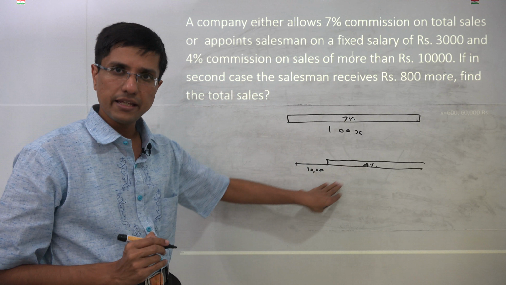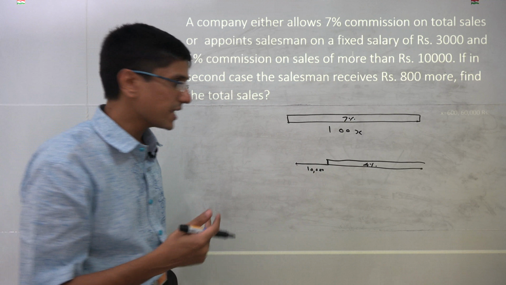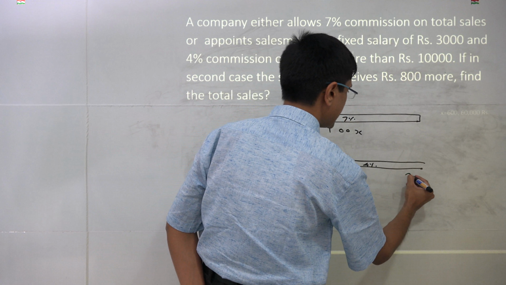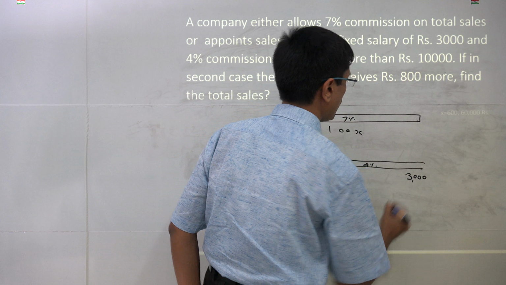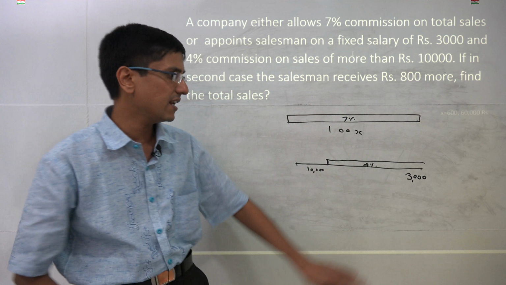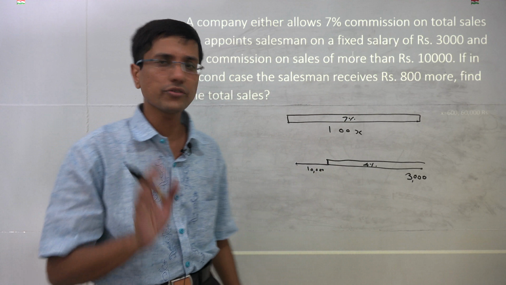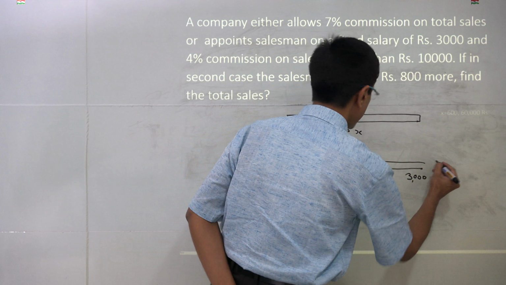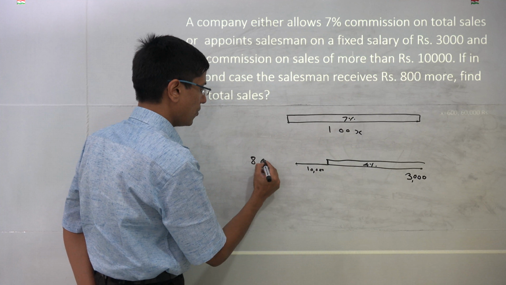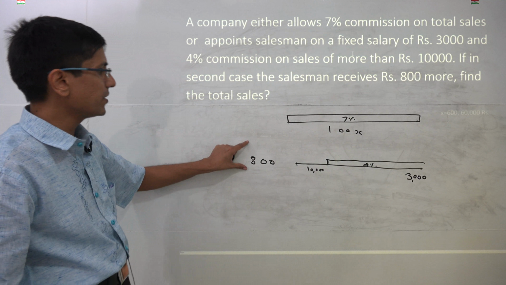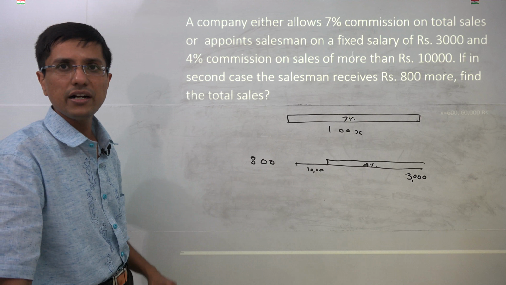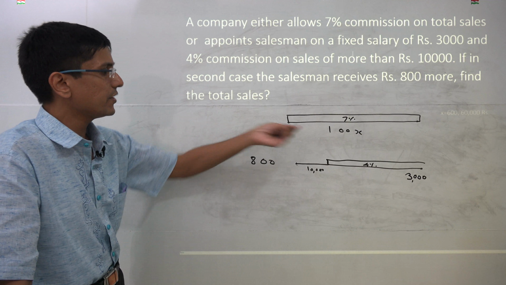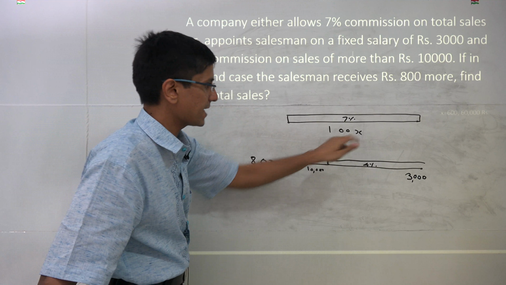I am losing here, but what am I making up for? The company in this second case is giving me a fixed salary of 3,000. Even if I didn't make any sale, I would still get this 3,000 rupees. A particular salesman earned 800 rupees more in this case. That is what we are being told. So in this case, the salesman earned 800 rupees more, and we are being asked what was the total sales. We have to find the value of this 100x.